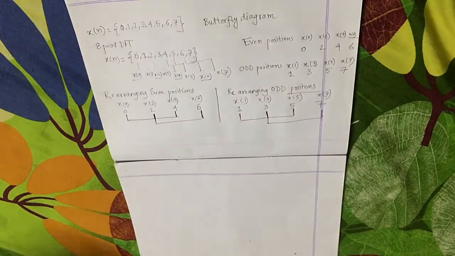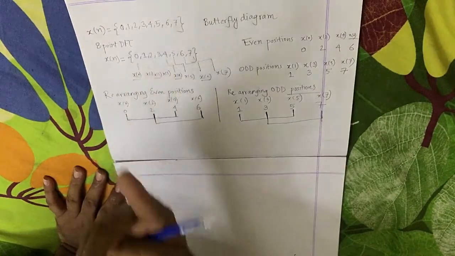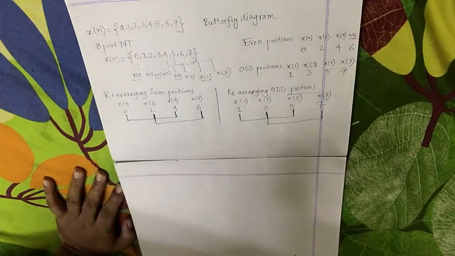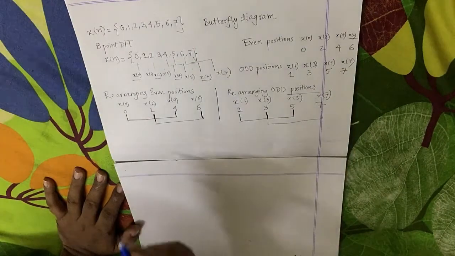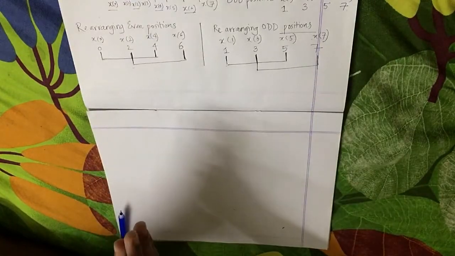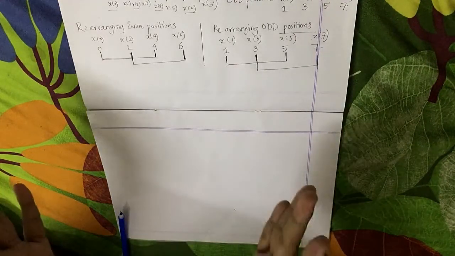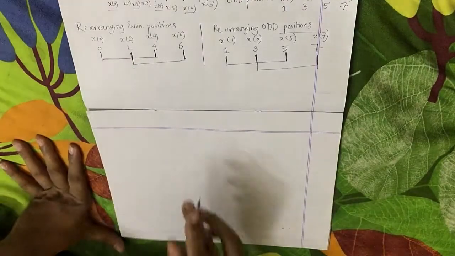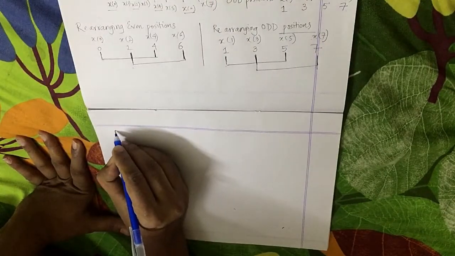butterfly diagram. Now, as you can see, I told you that it's an 8-point DFT. It has a total of 8 elements. As it has 8 elements, we need to draw in total 8 lines. If you don't understand what these lines are, don't panic. I will draw this, and once I draw it, you will get to know. As there are 8 elements, it's an 8-point DFT, so first we need to draw 8 lines. So let's draw the lines.